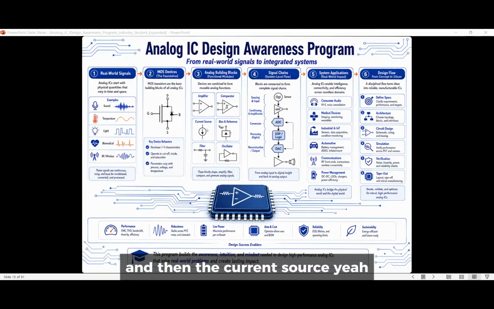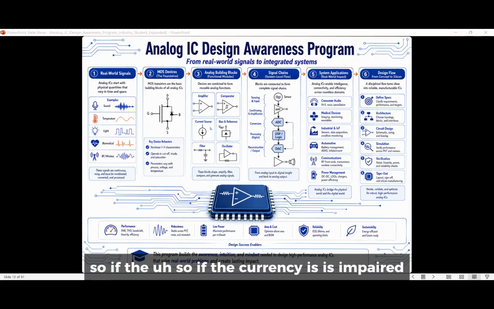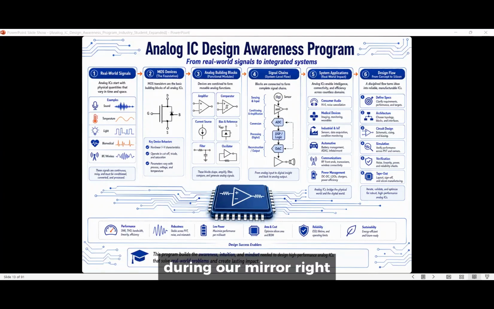And then the current source. We have to use a current source, for example, in the high precision reference. And how can we mirror such a current source to other branches of our circuit? So what is the accuracy when you're mirroring this current? If the current is impaired, how can we improve the accuracy, or how can we compensate for the loss during our mirror, right?